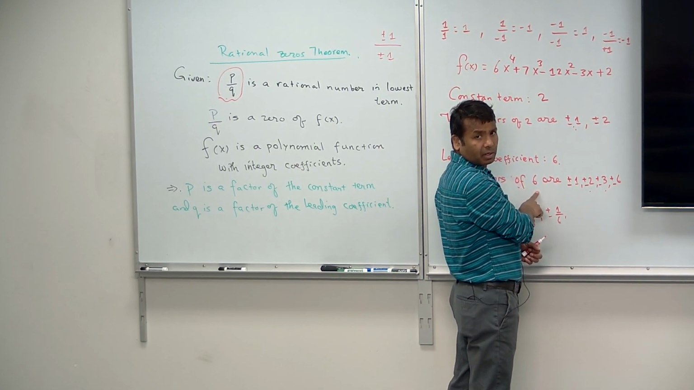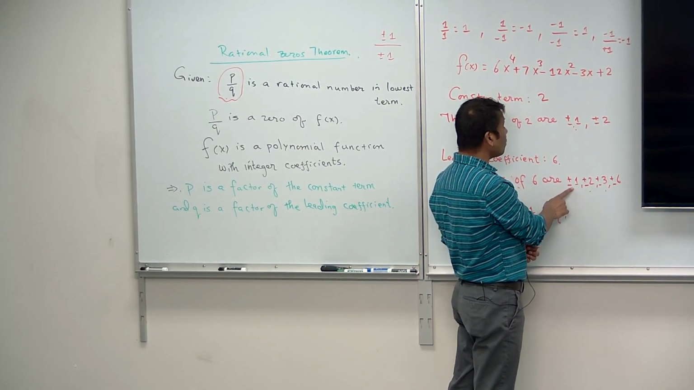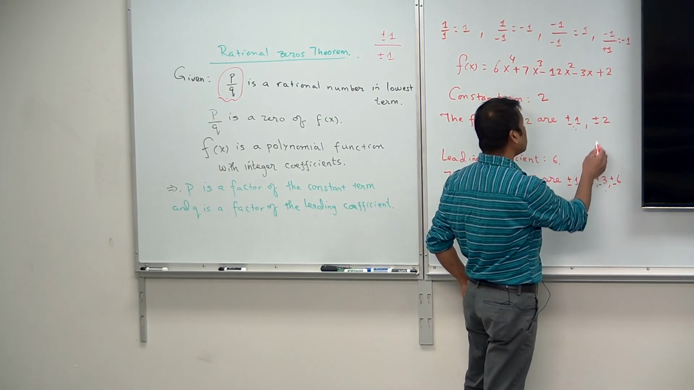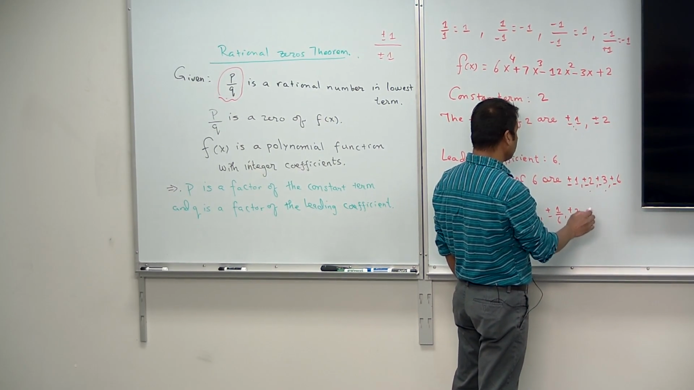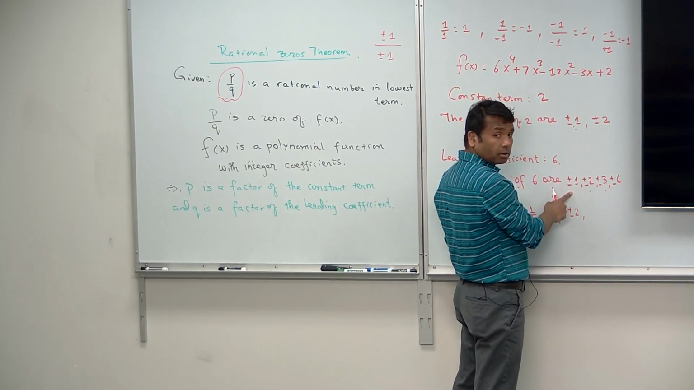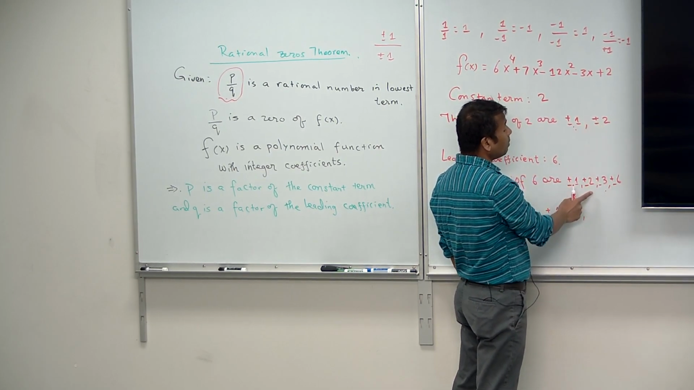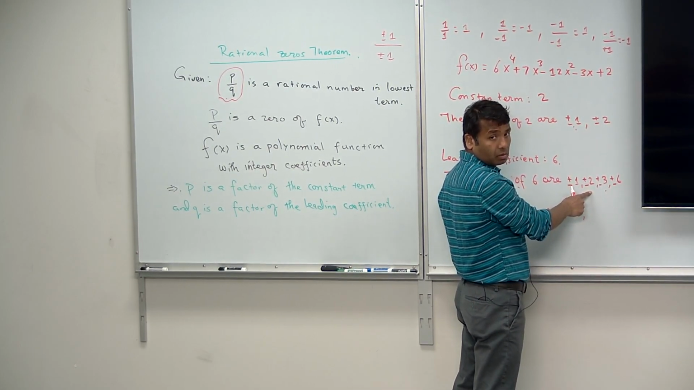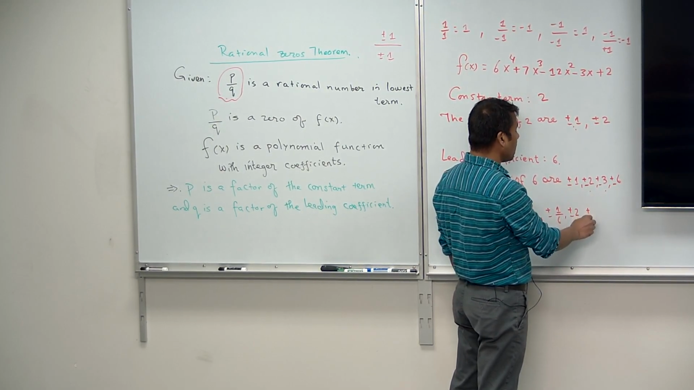That makes sense? Now let's divide plus or minus 2 by each factor of 6, okay? So plus or minus 2 divided by plus or minus 1 is plus or minus 2. Are you with me? Plus or minus 2 divided by plus or minus 2, what would be that? Plus or minus 1. Yes, plus or minus 1.